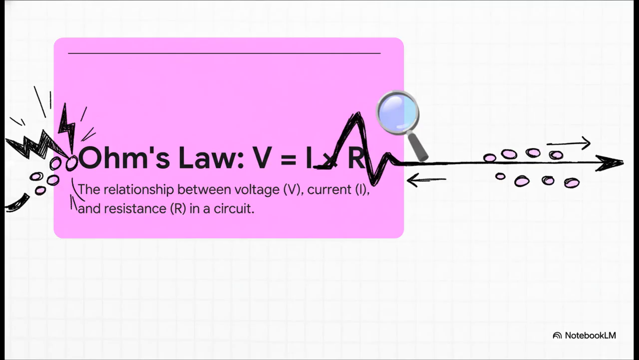And here it is, Ohm's law, named after the German physicist Georg Ohm. This is basically the golden rule for simple circuits. It says that the voltage, the push, is equal to the current, the flow, multiplied by the resistance, the obstacle. What's so amazing about this is that if you know any 2 of those values, you can always figure out the third. It's incredibly powerful.